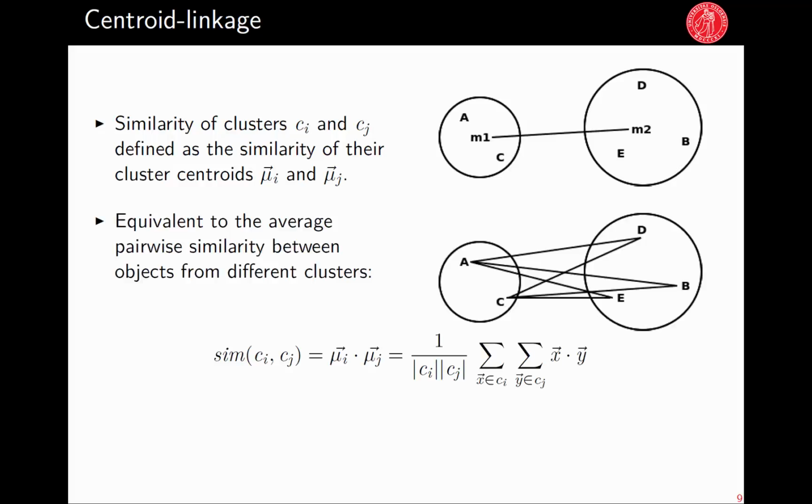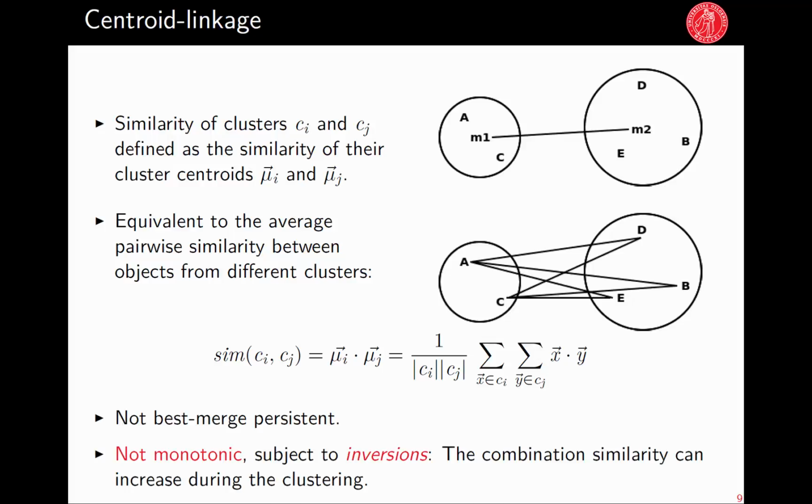And this is actually, computing this score would be equivalent to computing the average pairwise similarity between all the individual objects in the two clusters. And so while this seems like a very straightforward and intuitive way of computing the similarity of two classes or two clusters, it has some undesirable properties attached to it. So one is that it does not have this property of being best merge persistent, but that also held for complete linkage and average linkage.